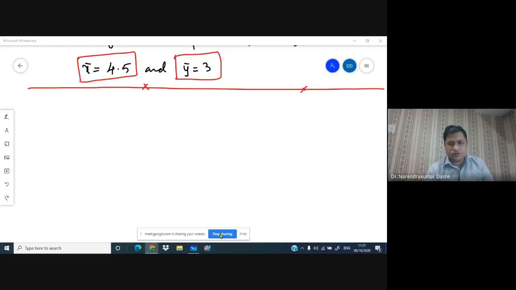So now, do you have any doubt in this example? Okay. So there is no doubt. So we'll go for one more example. Okay. Good.